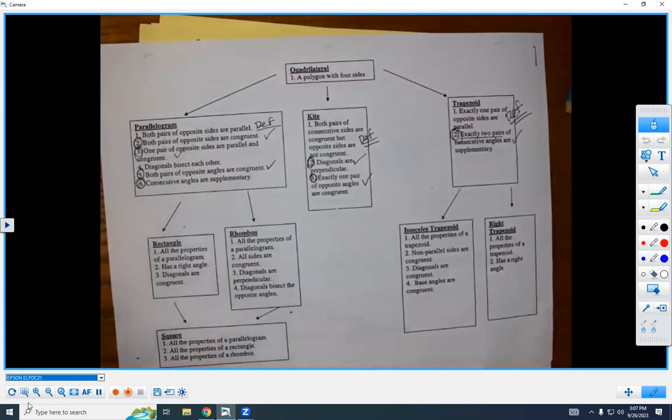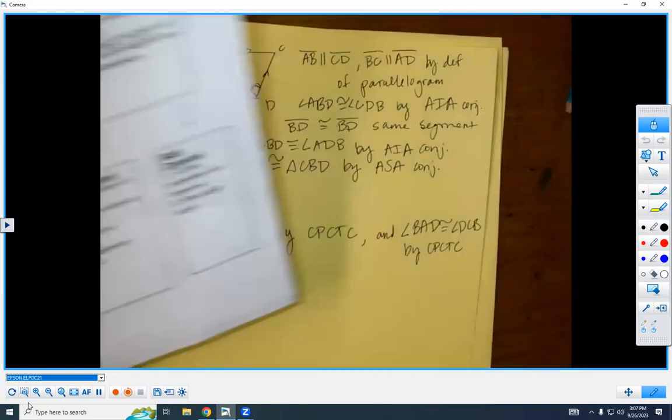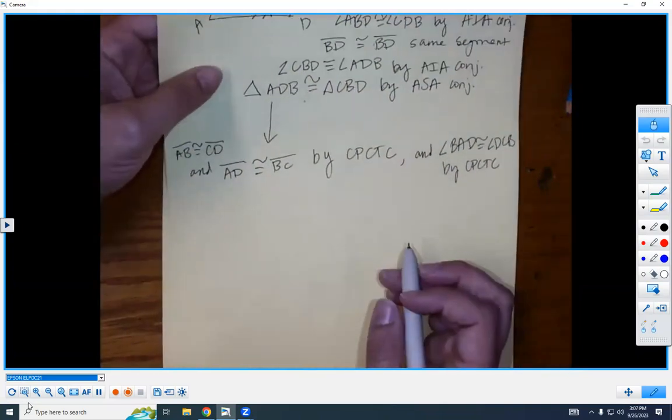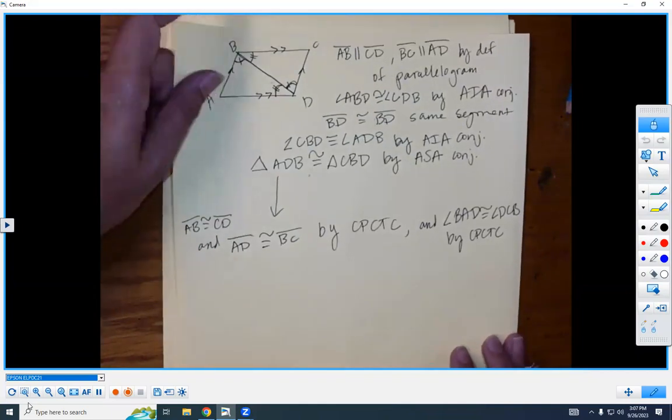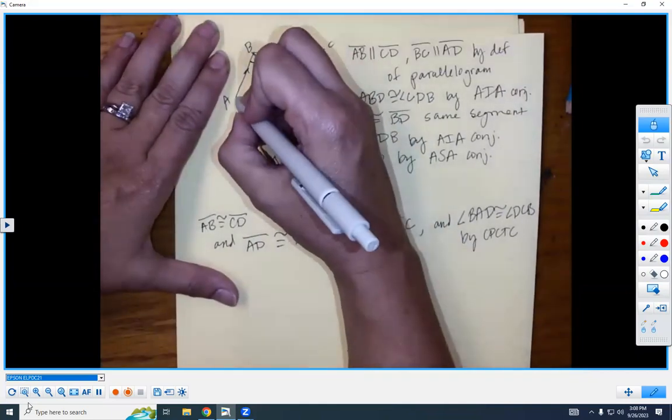Last one we're going to do is diagonals bisect each other. I don't have this written down, but I have full faith we got this, guys. So diagonals bisect each other. Let's do the same picture. I have to put in the other diagonal. So the other diagonal would be here.